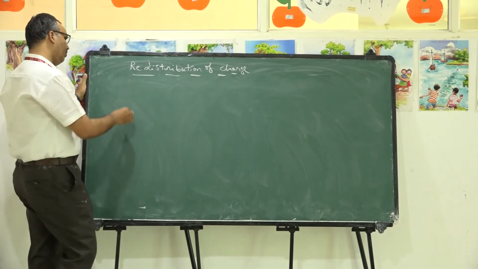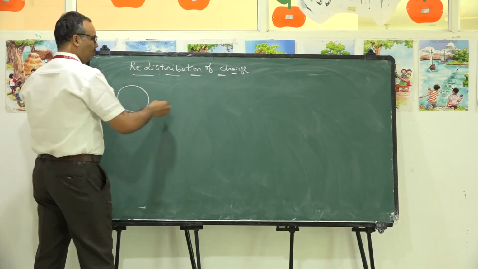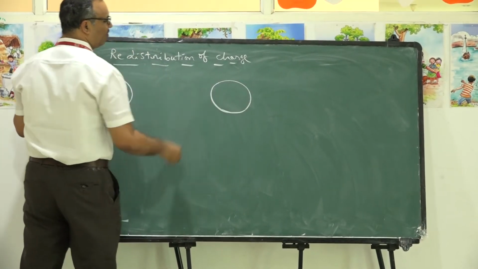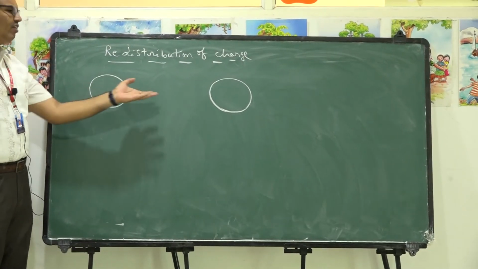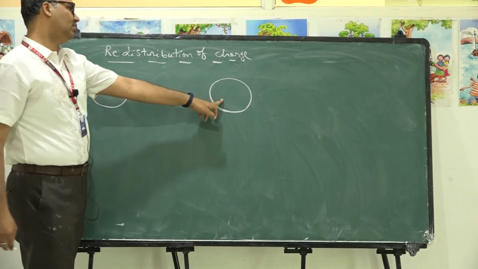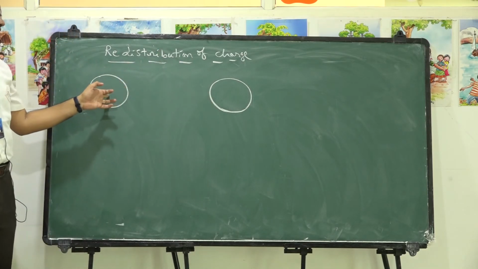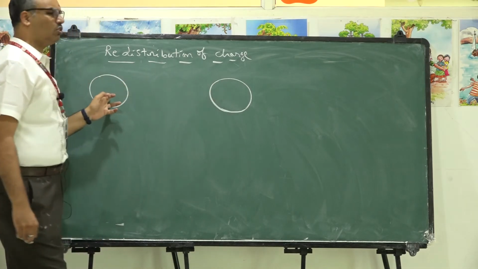Here we are provided with two spheres. They are separated by a large distance. They are far away from one another. Its electric field is not influencing its potential. That means it is at infinite distance from this one, and this one is also at infinite distance from that.